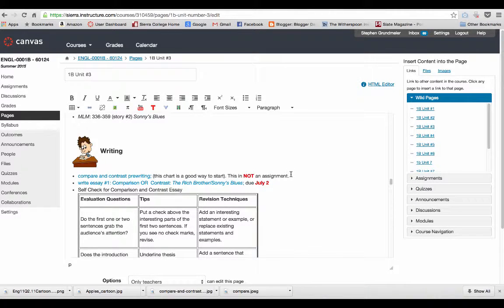Here's a chart that might help you in your pre-writing. It's not due until July 2nd, so you have about a week and a half to do this.